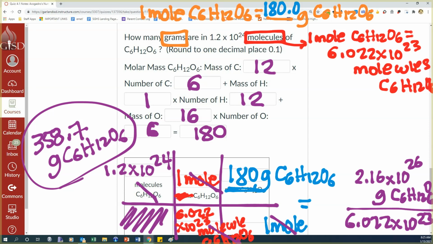Wow. Okay. Wow. All right. No. I'm just going to write it down first. Okay. Wow. 1.2 times 10 to the 24, 1 mole, 6.022. All right.